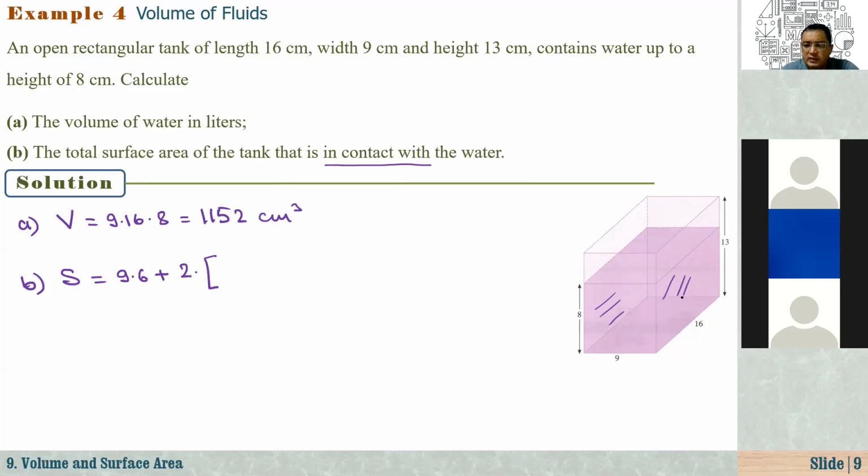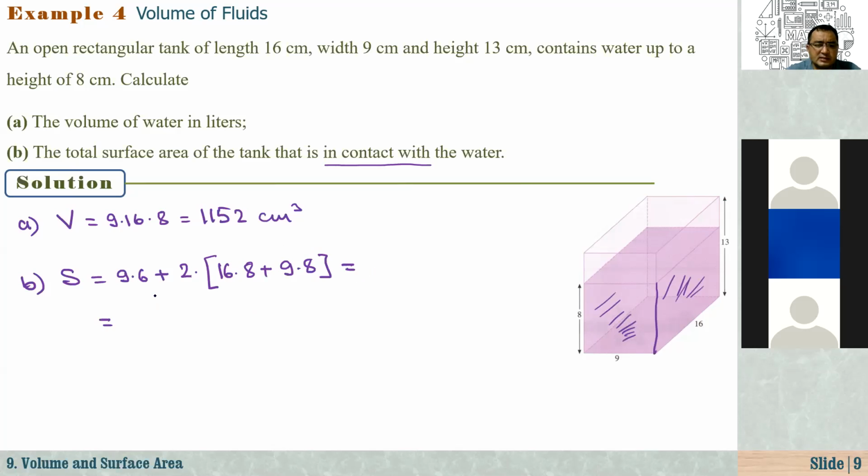And inside here, this area is, what is it? It is 16 times height, right? Because we are just going to find the area that is in contact with the water. So that's equal to 16 times the height, which is 8. Plus, how about this part that's facing you? That is just 9 times 8. That is the area of the rectangular tank which is in contact with the water.